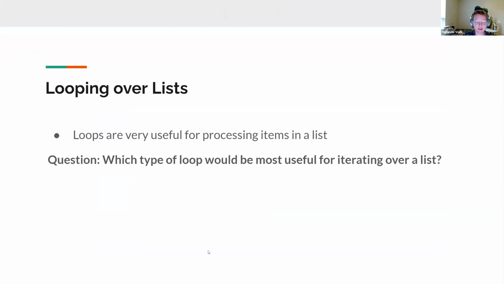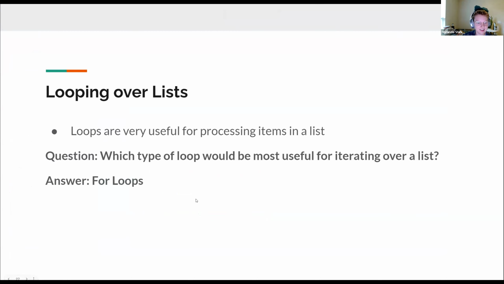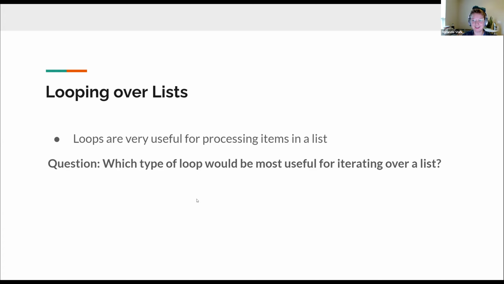So here's my question for you to put in the chat. Which type of loop would be the most useful for iterating over a list? We've learned about 2 types of loops. Which loop is the best for iterating over items in a list? Amazing. And if you're still thinking about it, 5, 4, 3, 2, 1. Yes, everyone putting their answers in the chat is correct.